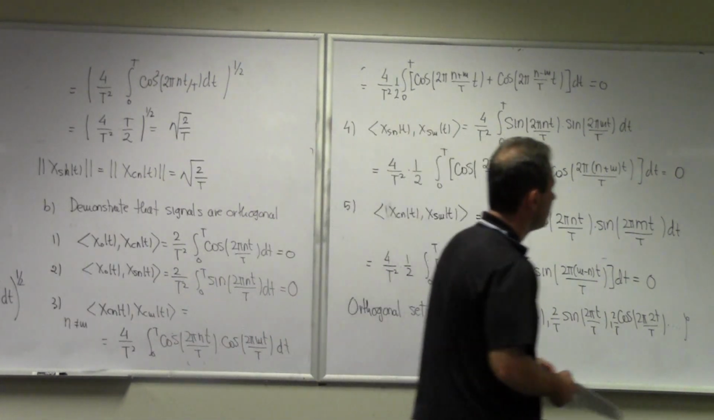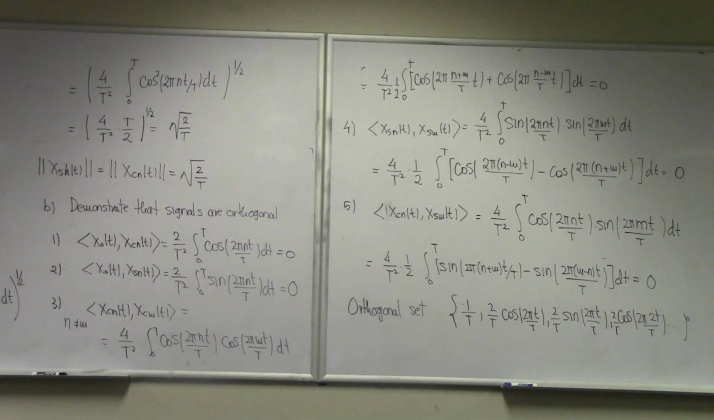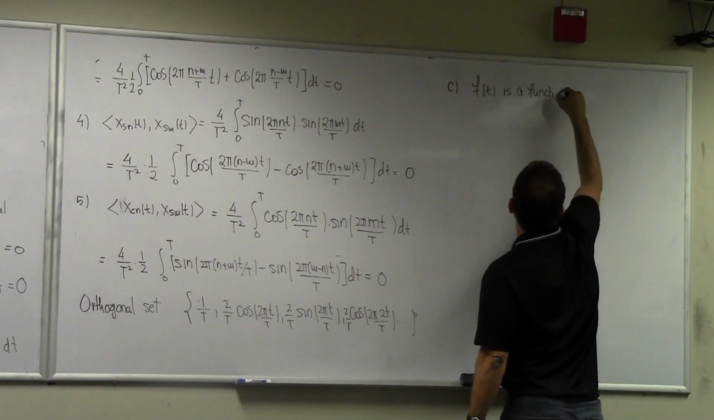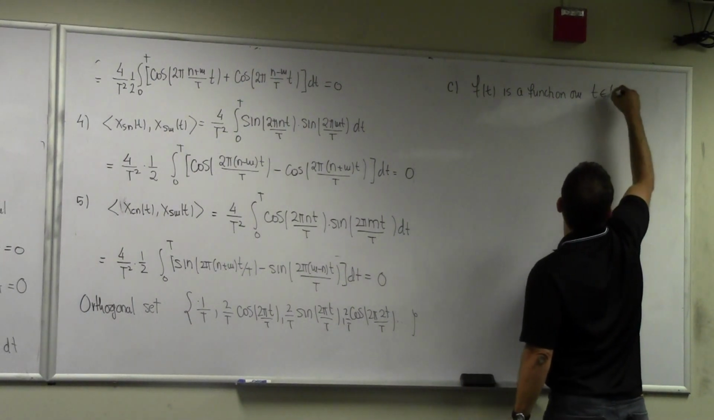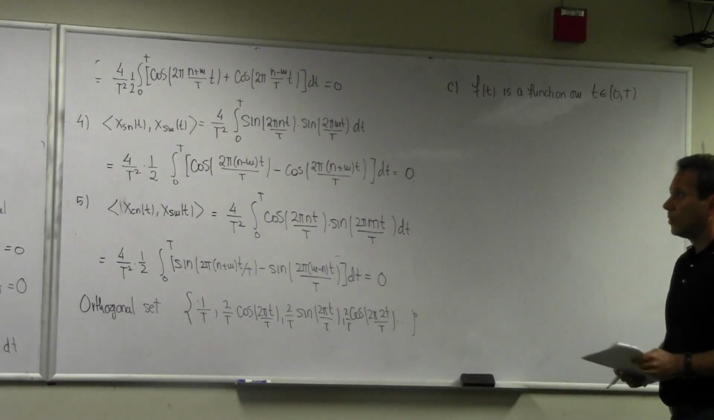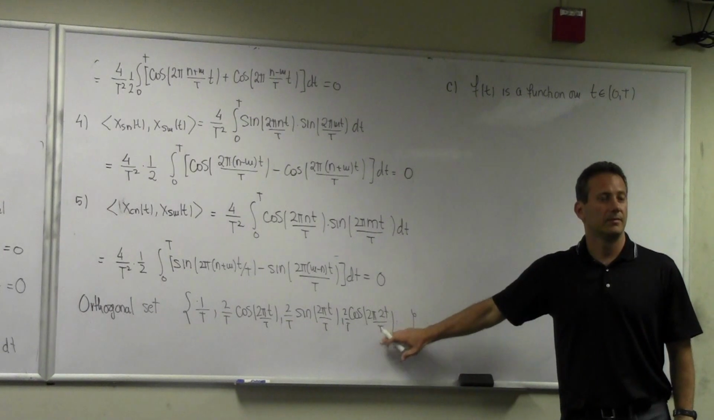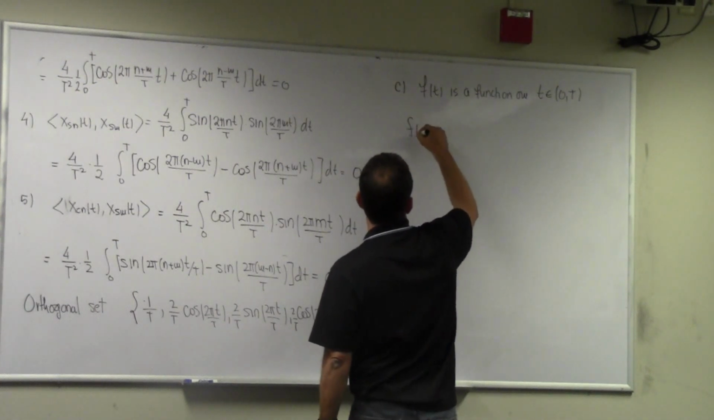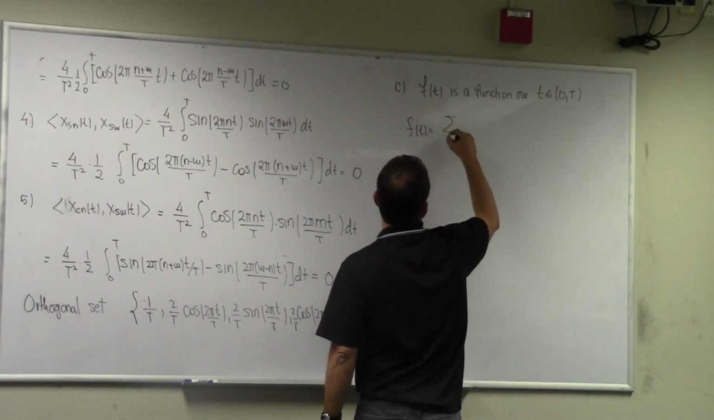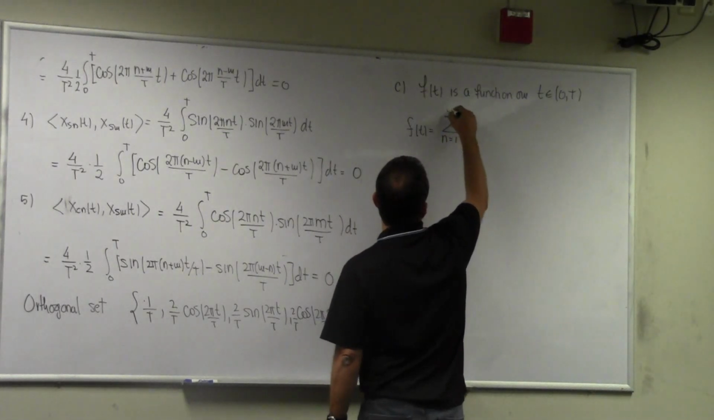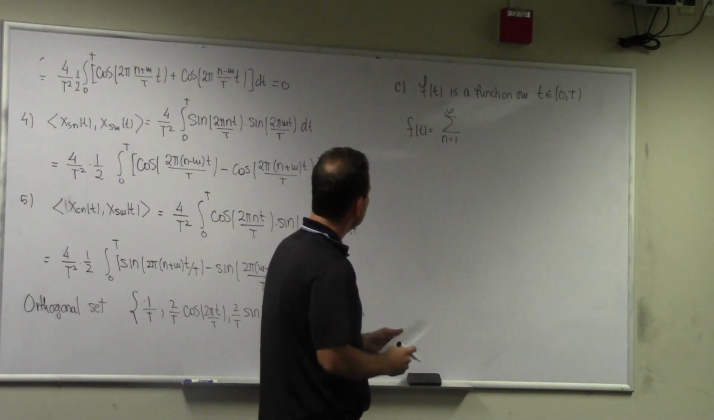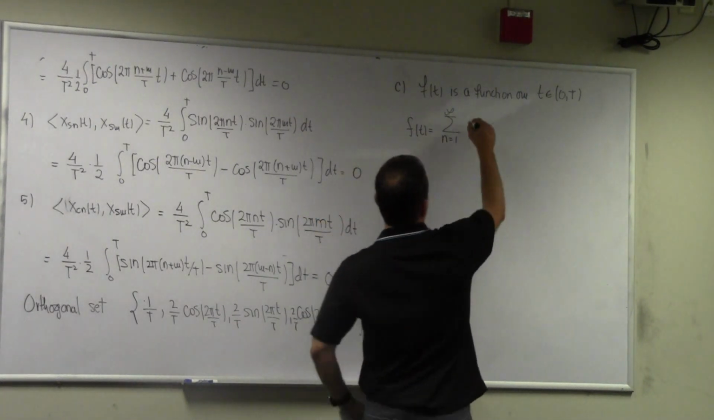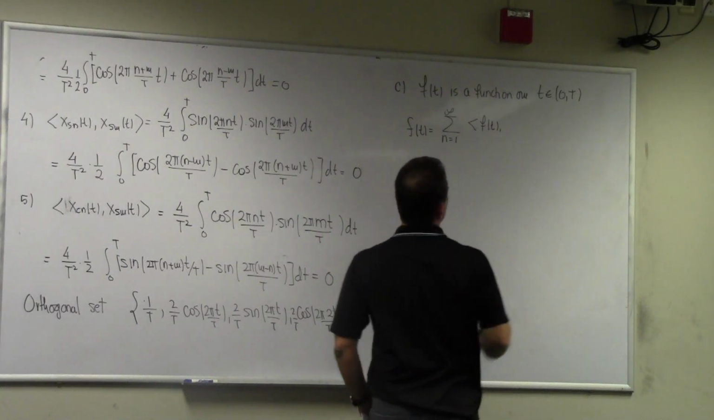Now here's the punchline. Consider a function f of t on this same interval. So this is part C. f of t is a function on t between 0 and T. Decompose this function along this basis. In general, if I have a basis, I can say f of t is going to be equal to a sum, where n goes from 1 to infinity, you have infinitely many basis vectors here. I'm going to take f of t in dot product with a basis vector.